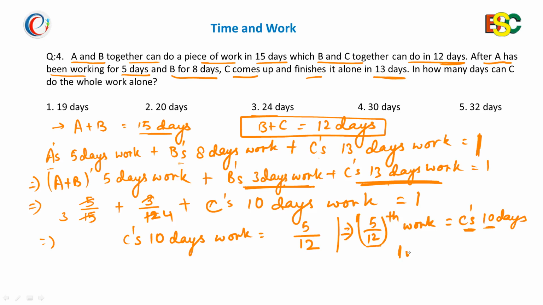So one whole work will be completed by C alone in 12 by 5 into 10, which is equal to 24 days. So C alone is completing the work in 24 days. And in the question also they are asking how many days C can do the whole work. So option 3 is the correct answer to this question.